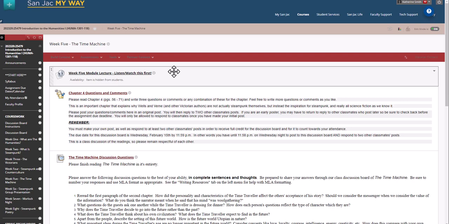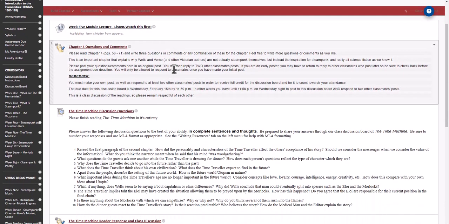Before we get started, I just wanted to make sure that everybody is aware that while I really do want to talk about The Time Machine, I'm not going to be summarizing the story here because you should have read it. That's actually very important, because we're going to have some assignments with it, the discussion questions and the reader response, but we're also going to be writing a larger compare and contrast analytical essay later after we finish reading Morlock Night. So be sure to read the story.